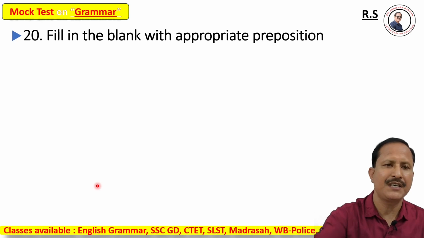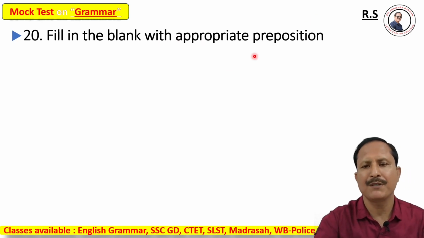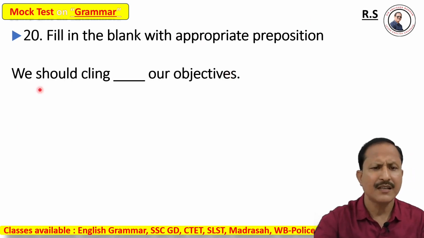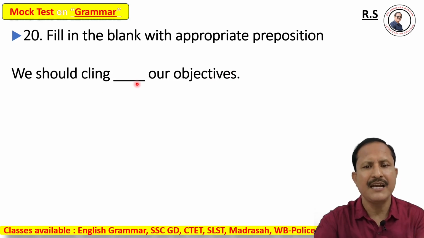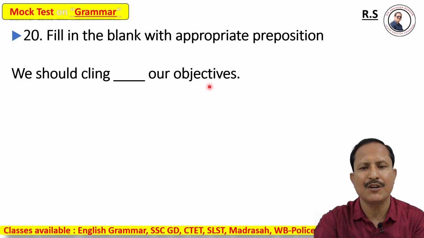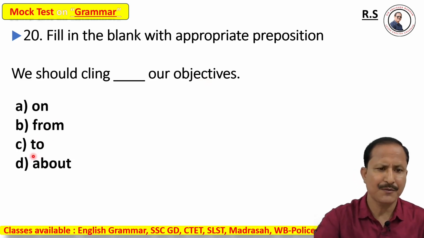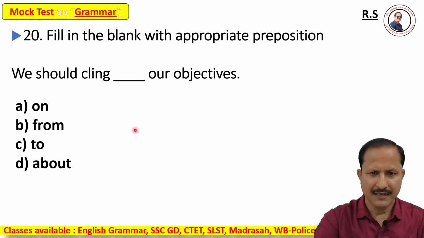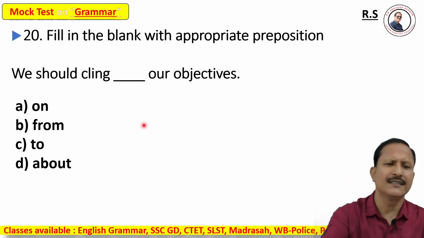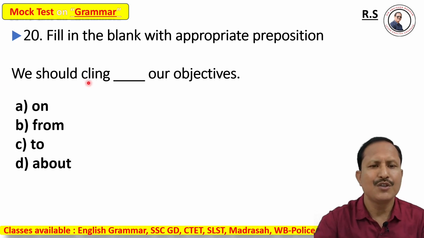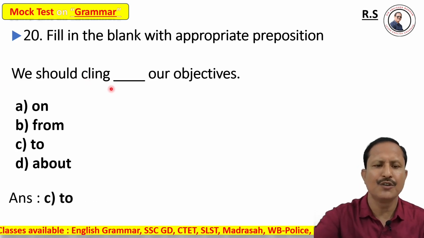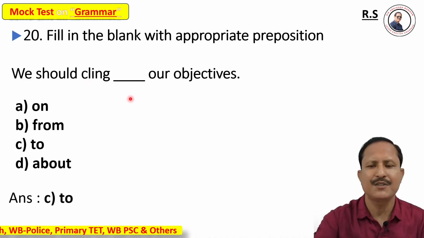Question number 20. Fill in the blank with the appropriate preposition. We should cling, dash our objectives. Option A, on, option B, from, option C, to, option D, about. Here, the right answer is option C, we should cling to our objectives.